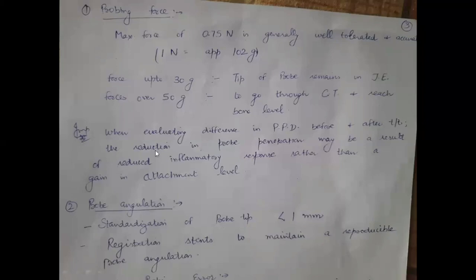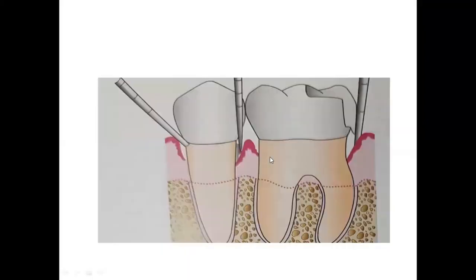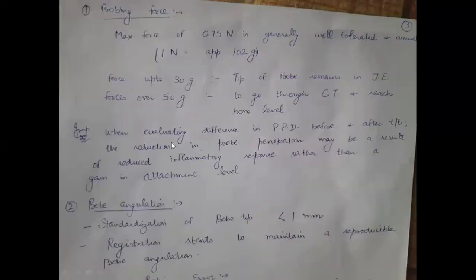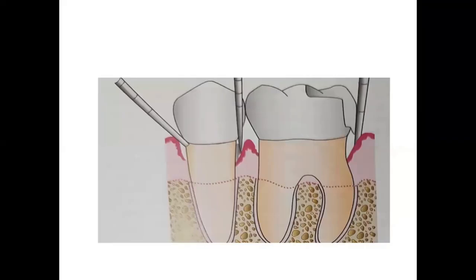It means when there was a very strong inflammatory response, the probe tip went past the junctional epithelium into the connective tissue. But now the inflammation has subsided. Now the tissues have become more fibrous, so they are giving more resistance. Done. Probe angulation, I have already told you that registration stents are used to maintain the same direction.